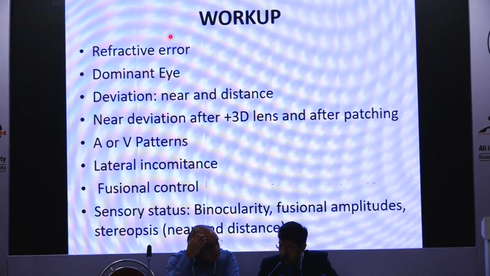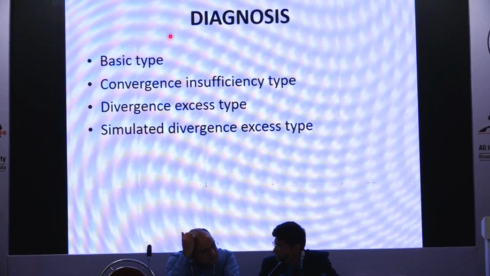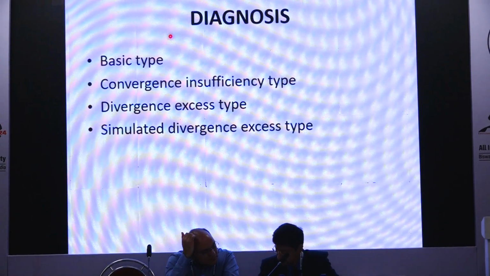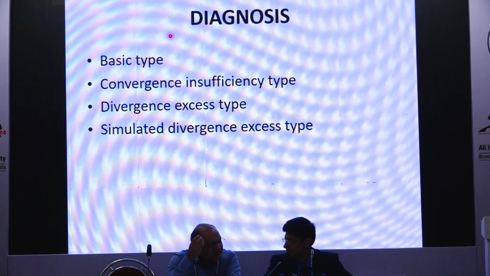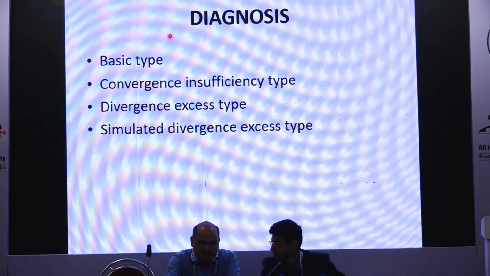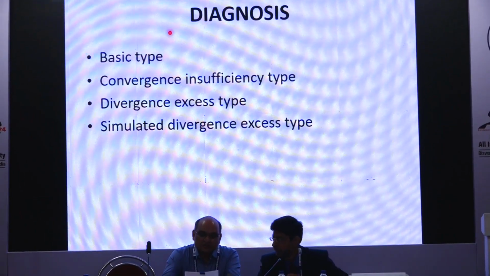Because they will often have simultaneous macular perception, BSV, but the stereoacuity is what starts to get affected first. And based on this, you will make a diagnosis. Is it a basic type of intermittent exotropia where the near and distance deviation is similar? Is there a convergence insufficiency type where you're going to get more deviation for near than distance? Is there a divergence excess type where there's more deviation for distance than near?